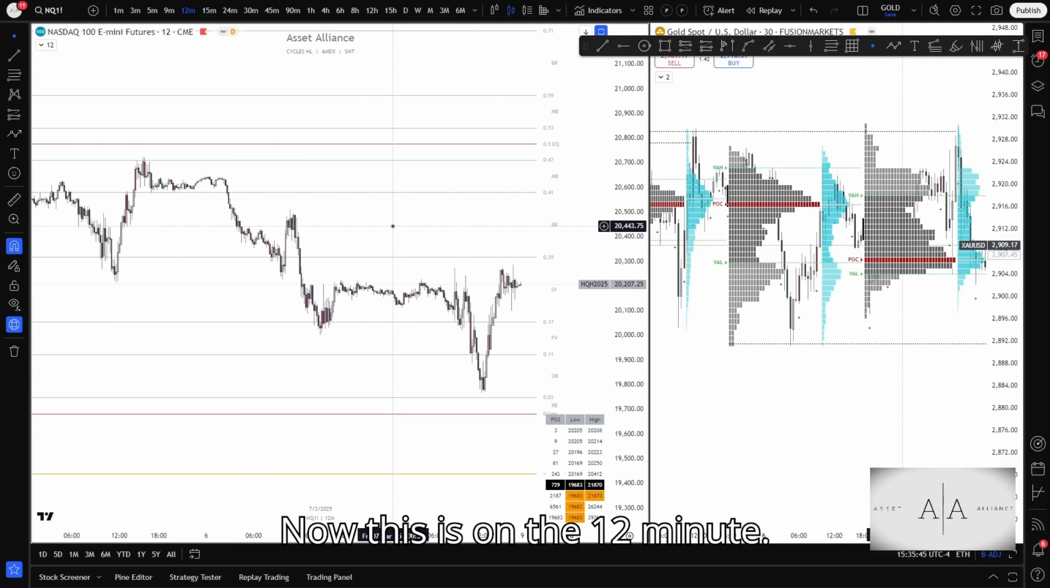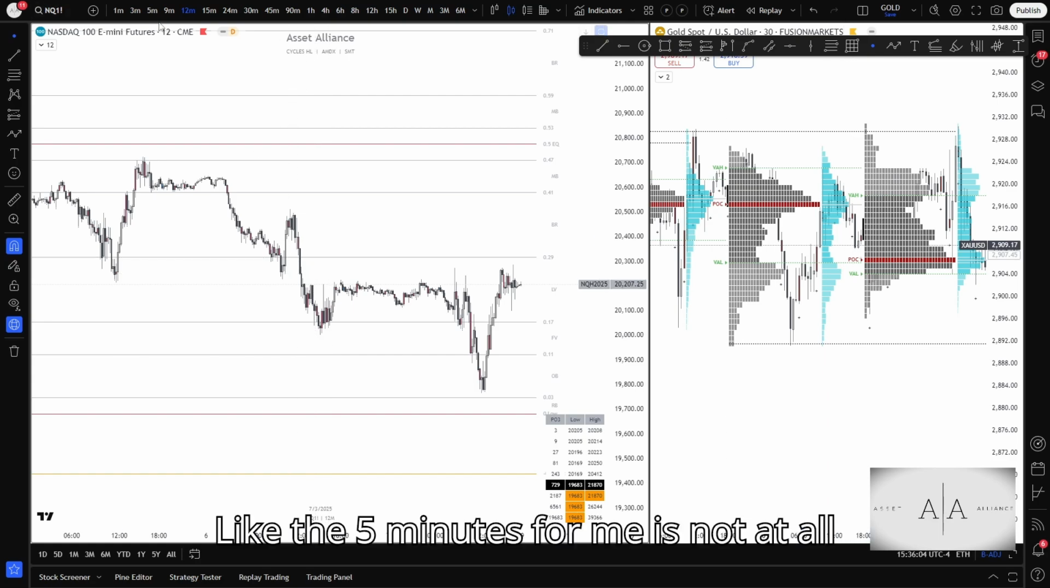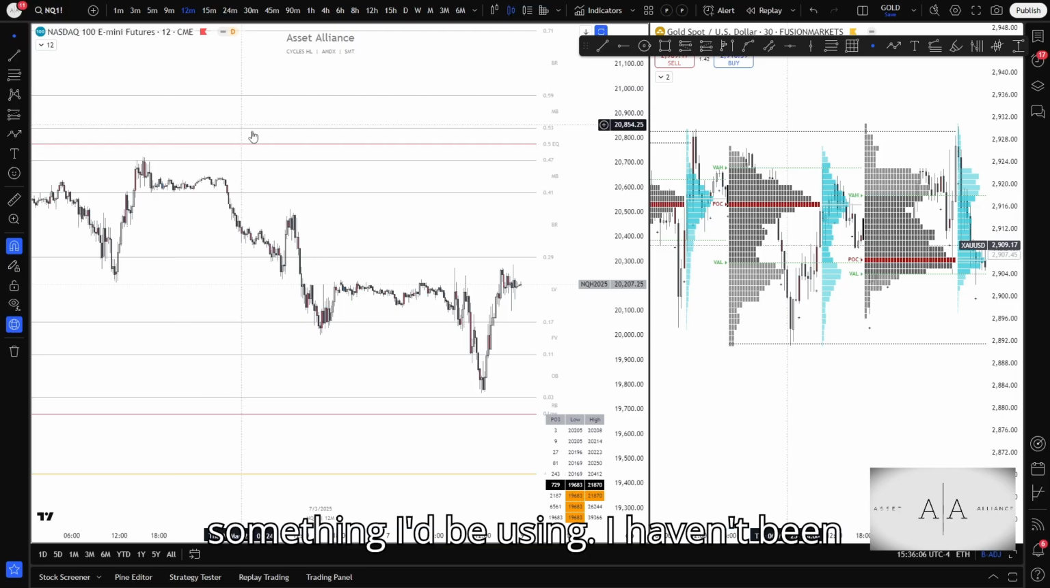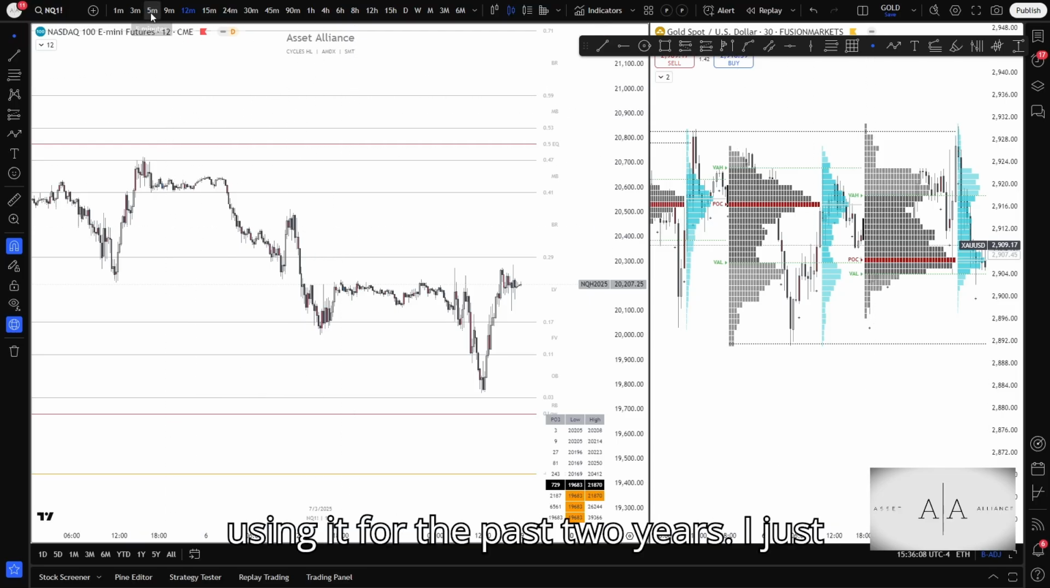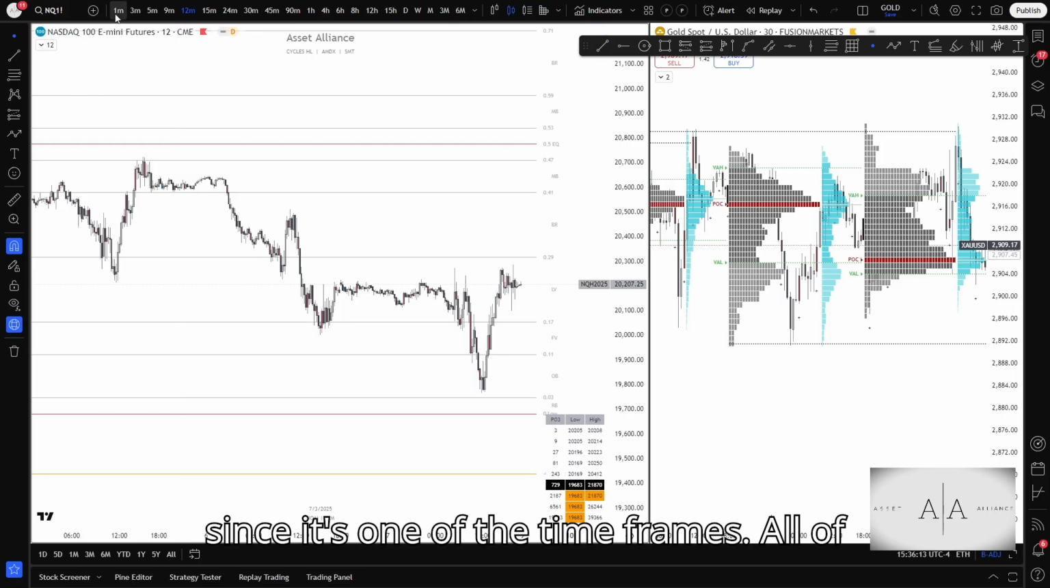Now this is on the 12-minute. On the 12-minute, it's a PO3 number. The time frame is really good, since not a lot of people talk about this, but time frames are extremely important to see the setups easier than on others. Like the 5 minutes for me is not at all something I'd be using. I haven't been using it for the past 2 years. I just keep it on there since it's one of the time frames.